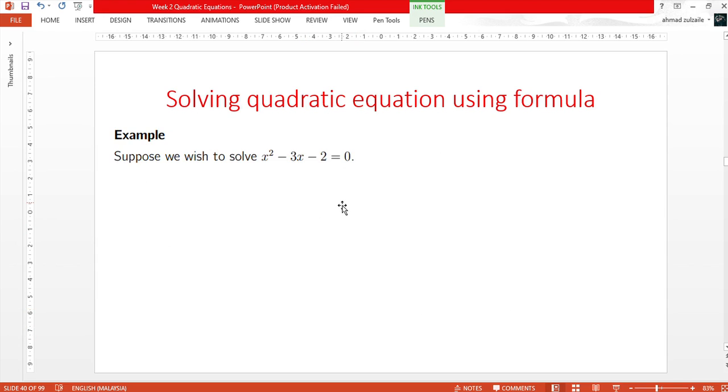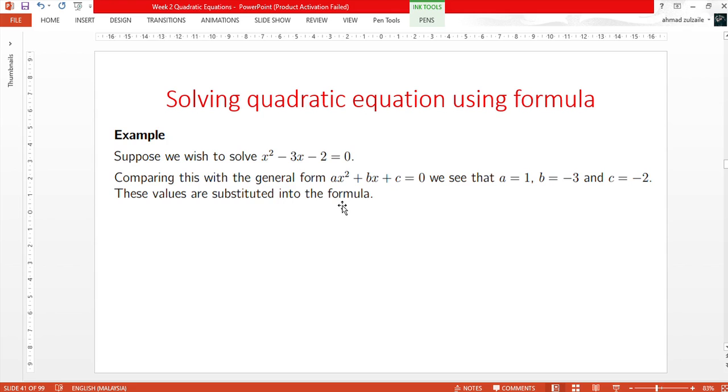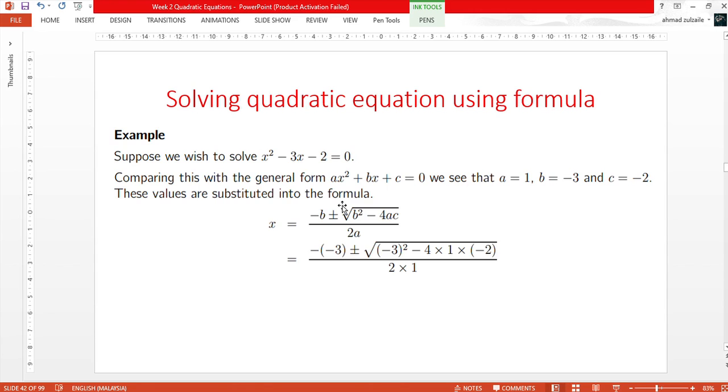Suppose we wish to solve x squared minus 3x minus 2 equal to 0 using the formula. Okay, so first thing first, you will compare with the general form, which is ax squared plus bx plus c equal to 0. So we see that a equal to 1, b equal to negative 3, and c equal to negative 2. So these values are substituted into the formula. Remember, this is the formula, plus and minus to show that you will have two values of x.